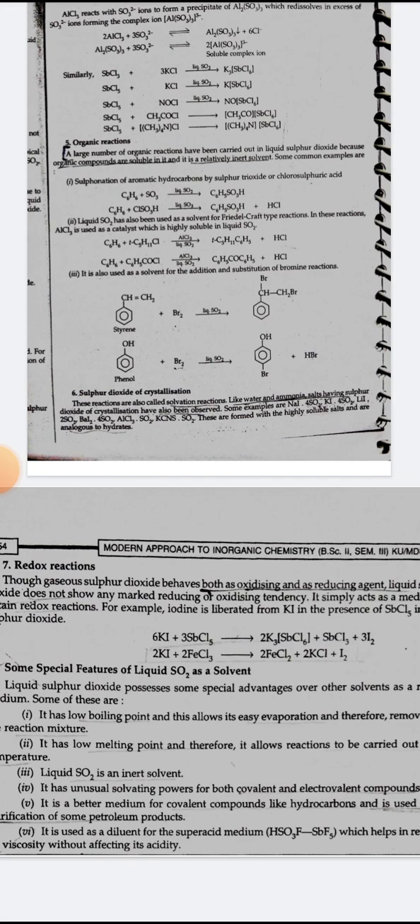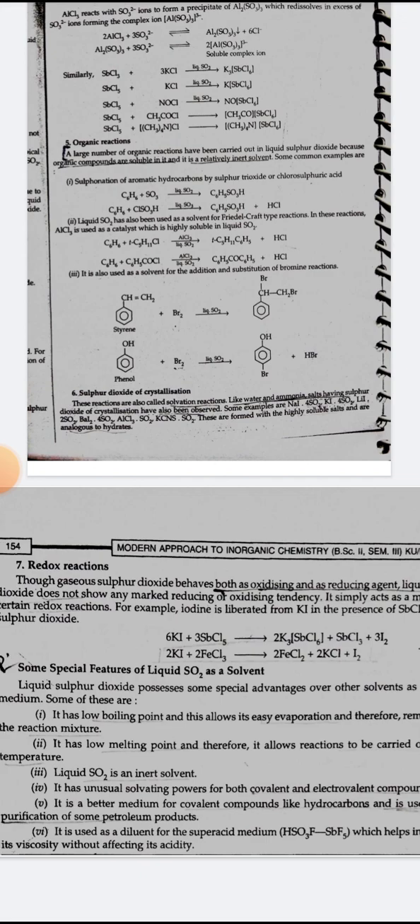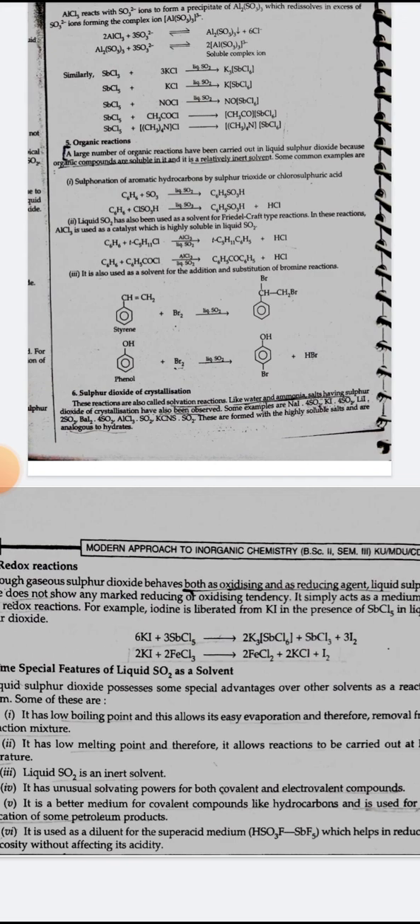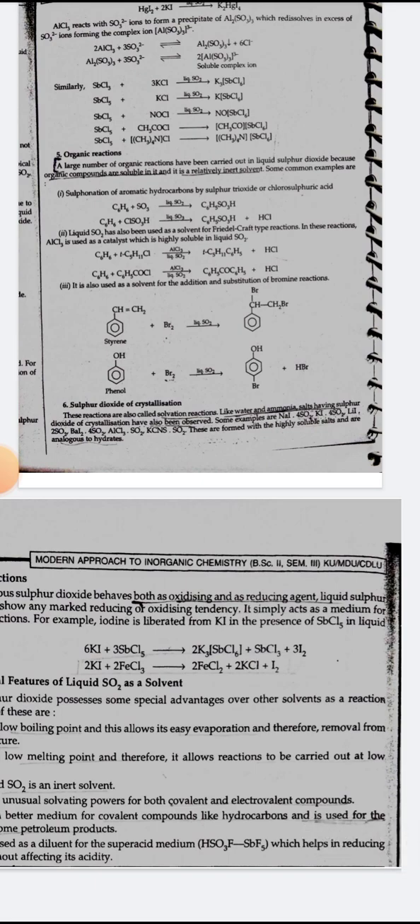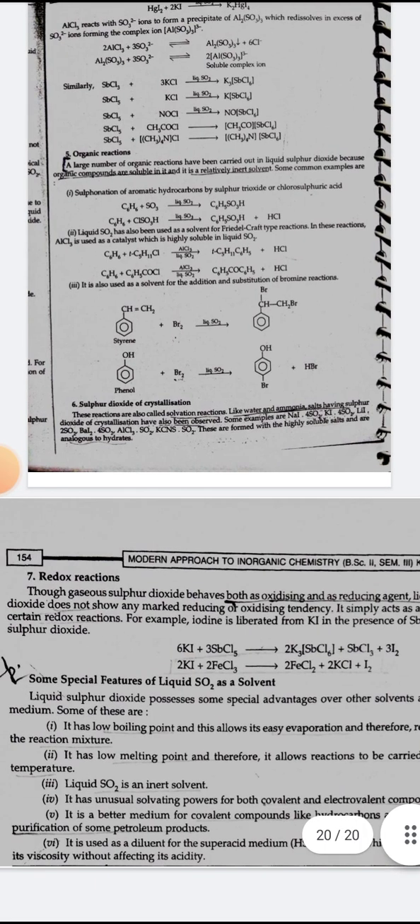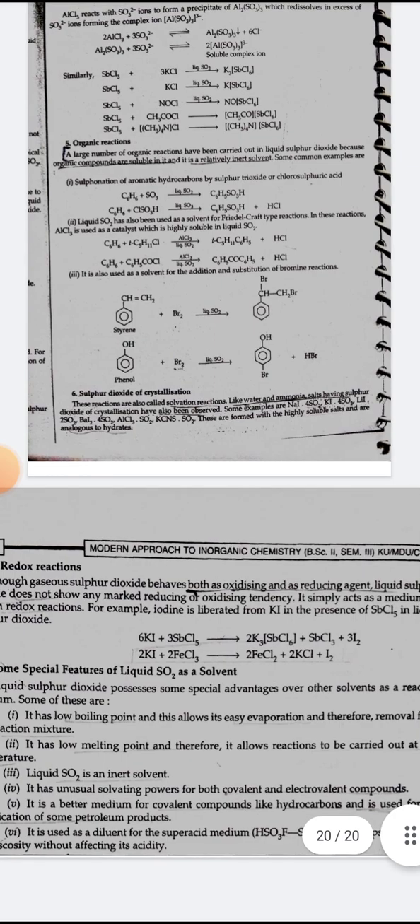Sulfur dioxide of crystallization. This reaction is also called a solvation reaction. Like water and ammonia, salts having sulfur dioxide of crystallization have also been observed. Redox reactions. Though gaseous sulfur dioxide behaves both as an oxidizing and reducing agent, liquid sulfur dioxide does not show any marked reducing or oxidizing tendency. It simply acts as a medium for certain redox reactions.